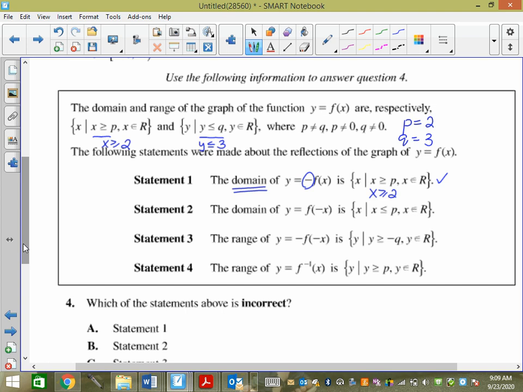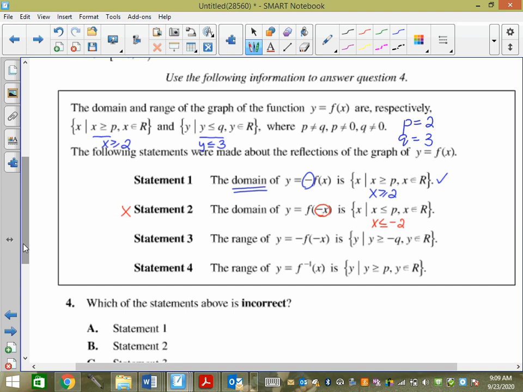Now this one, the domain, -x. So what's it going to do? It's going to flip my inequality, and it's going to multiply my x's by -1. So this, I was x is greater than or equal to 2. It's now going to be x is less than or equal to -2 or -p, right? So this one's incorrect. They didn't multiply the negative.